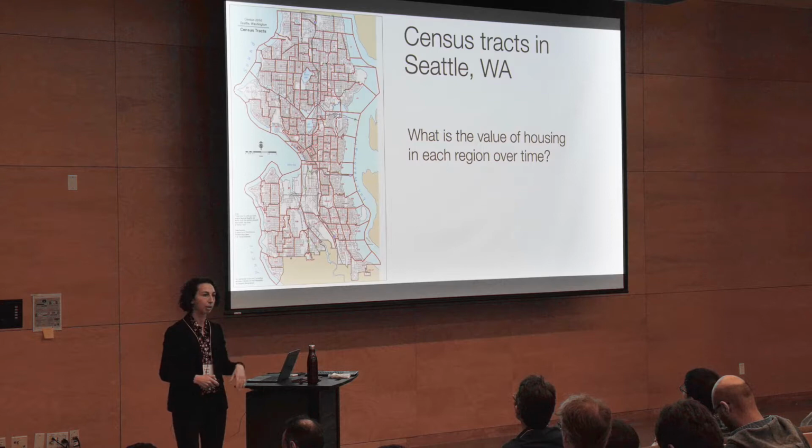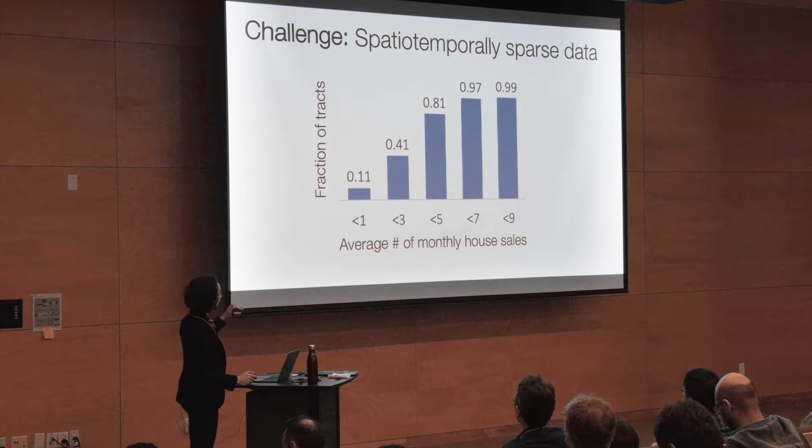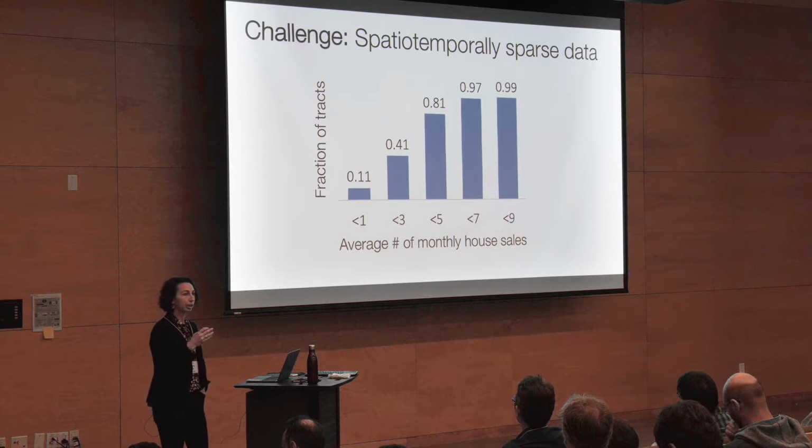The challenge, however, is the fact that the data are spatiotemporally really, really sparse. To get a sense of this, we can look at this chart, and what we see is that in the city of Seattle, more than 40% of census tracts have fewer than 3 house sales on average per month, and more than 10% have fewer than 1.